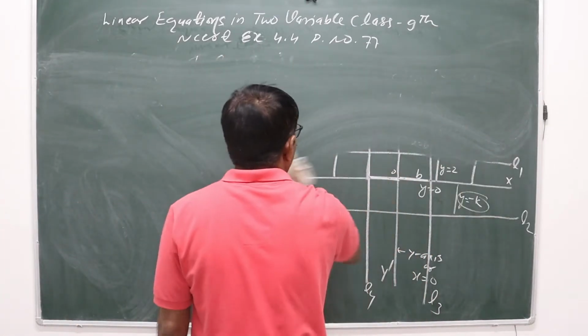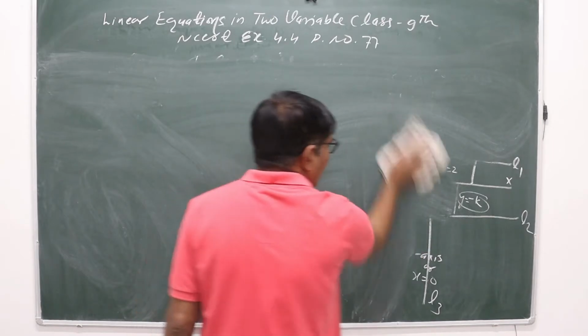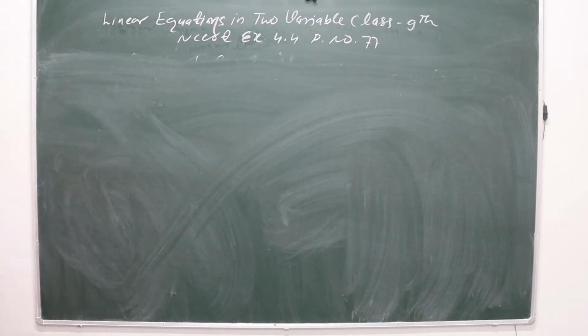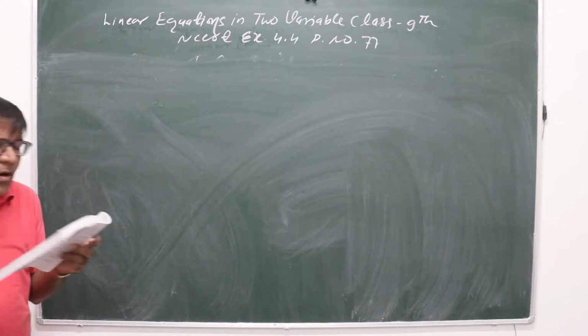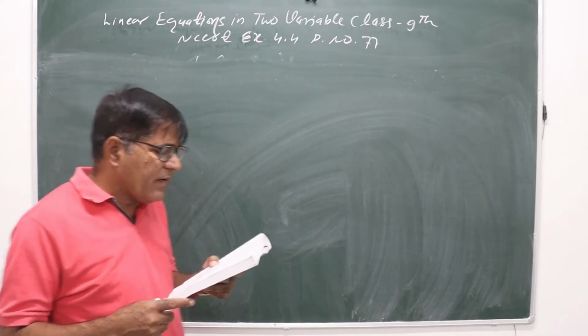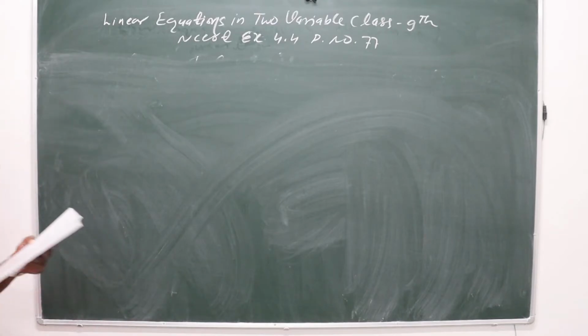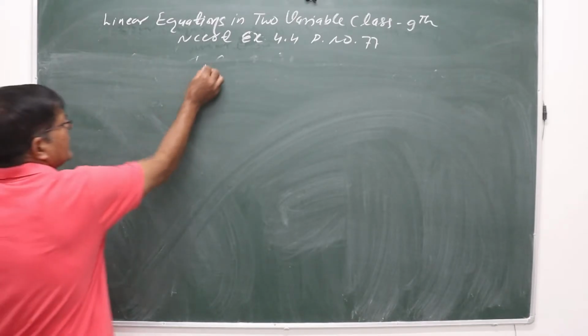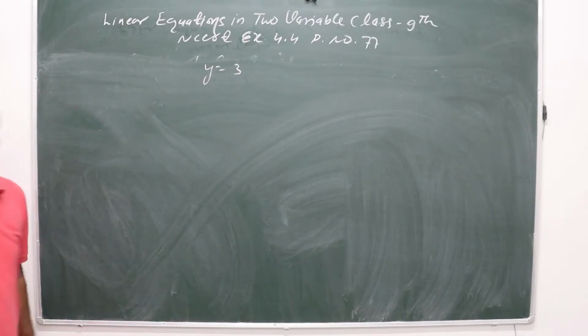In Exercise 4.4, we have to draw a line, or give the geometrical representation, of y equals 3 as an equation in one variable and in two variables. So the first question: represent geometrically y equals 3 as an equation in one variable.